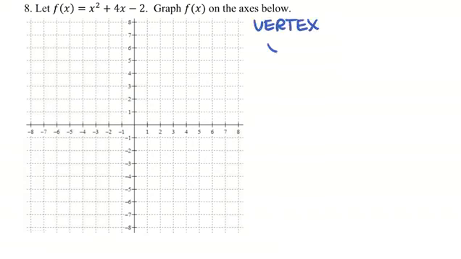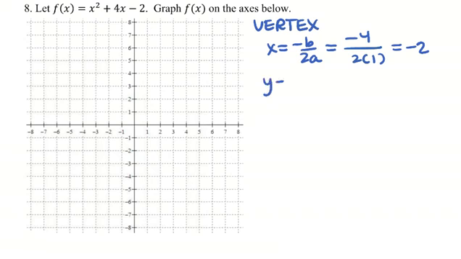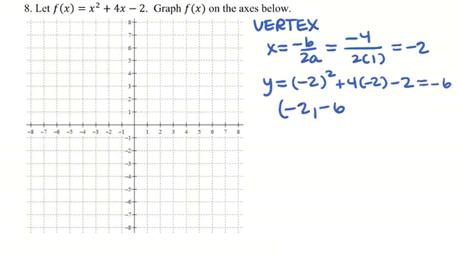we know that x equals negative b divided by 2a, which is negative 4 divided by 2 times 1. So that's negative 2. And then the y-coordinate of the vertex will be what we get when we plug in x equals negative 2. So negative 2 squared, 4 times negative 2, and then subtract 2 more. So I've got positive 4 minus 8 is negative 4, minus 2 more is negative 6. So the vertex is negative 2, negative 6.